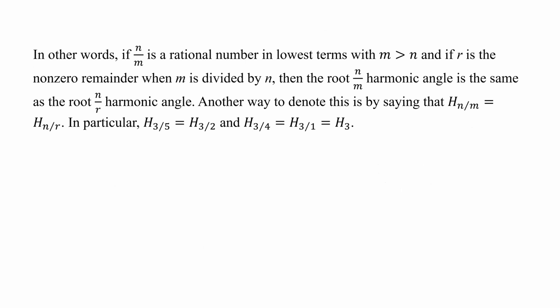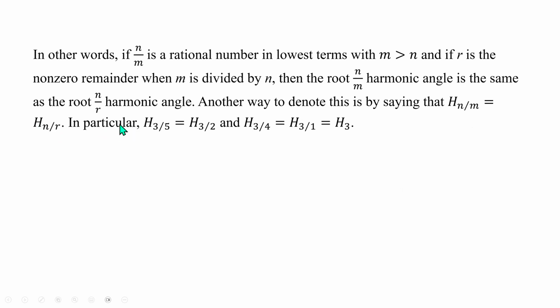Okay, that's quite a bit. So what does this mean? In other words, if n over m is a rational number in lowest terms with m greater than n, and that's going to make this fraction less than 1, and if r is the non-zero remainder when m is divided by n, so you just divide n into m, then the root n over m harmonic is the same as the root n over r harmonic. You can replace m by the remainder when you divide n into m. Another way to denote this is by saying that h sub n over m is equal to h sub n over r, where r is that remainder.